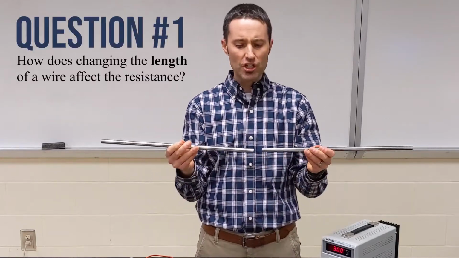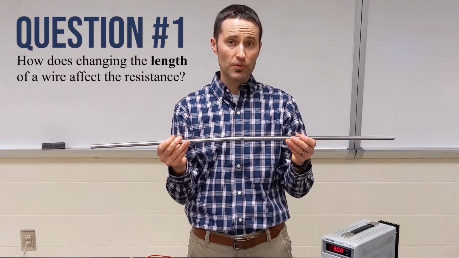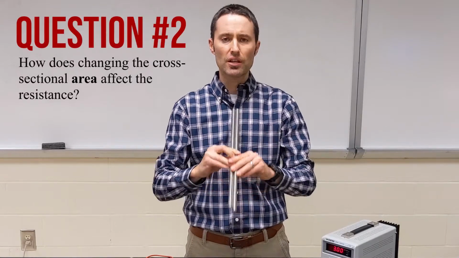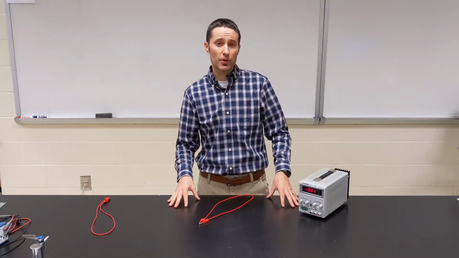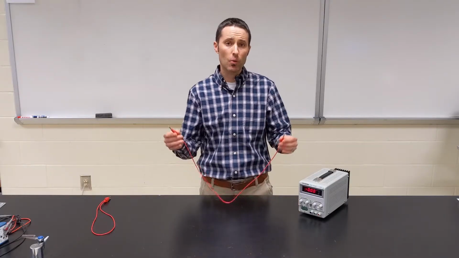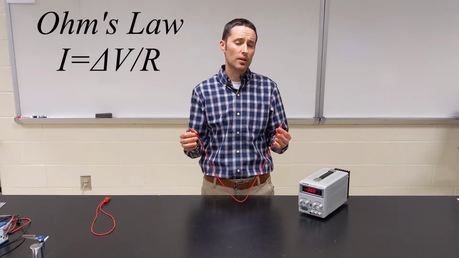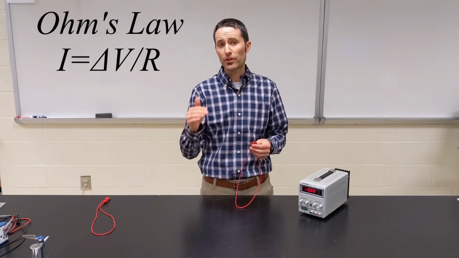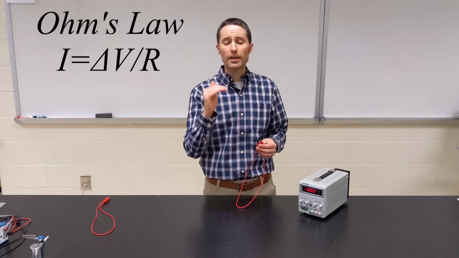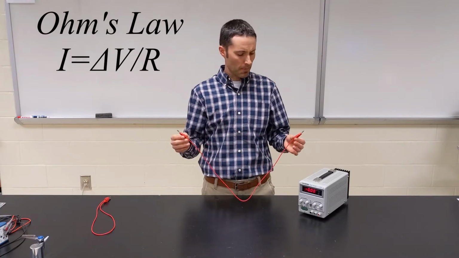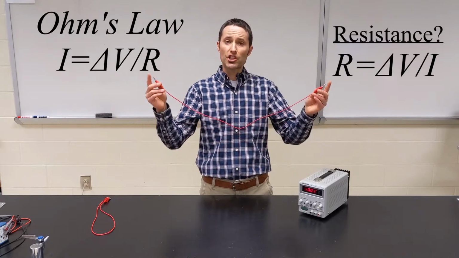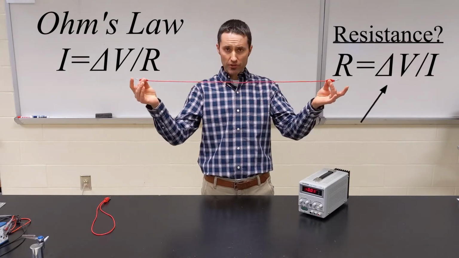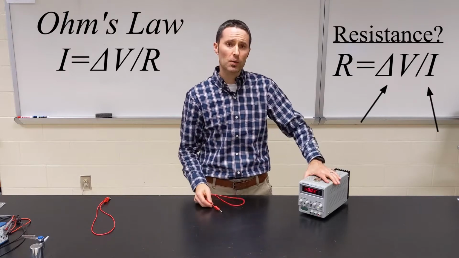So we're going to do a few investigations to find out how changing the length of a wire affects its resistance, and how changing its cross-sectional area affects its resistance. The first thing we need to do is figure out the resistance of a single wire, and to do that we're going to use Ohm's law. The current through something is equal to the change in potential across that thing divided by its resistance. We can use that equation to solve for R as long as we know the change in voltage across it and can measure the current through it. And our power supply will allow us to do that.